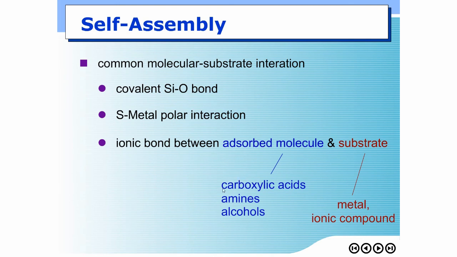You may adsorb these molecules onto the substrate if this substrate is metal or ionic compound. These molecules contain a highly polar part. Maybe amine has a lone pair in the amine groups. Alcohol, you have a lone pair in the oxygen group in alcohol, or even carboxylic acid groups. Those electrons will be attracted to protons onto the surface. So if your surface has metals which has a proton, then you can have an ionic bond.